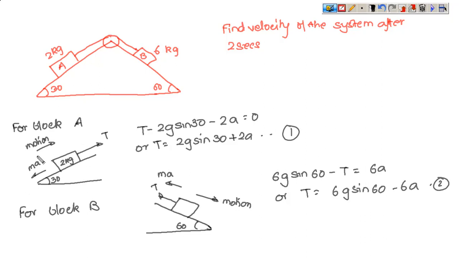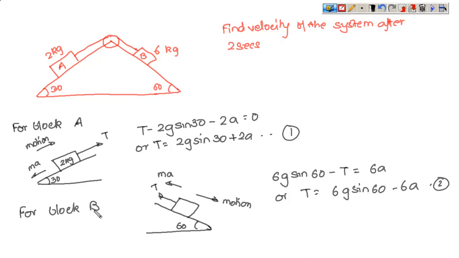If you resolve this, you have T minus 2g sin 30 (the angle is 30, and 2g means mg) minus 2a is equal to 0. So T becomes equal to 2g sin 30 plus 2a.